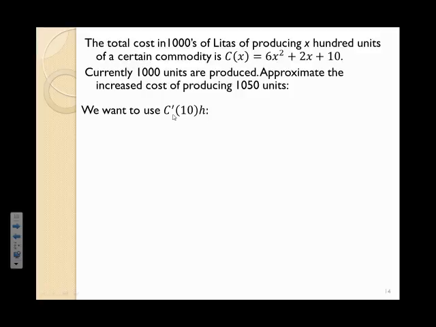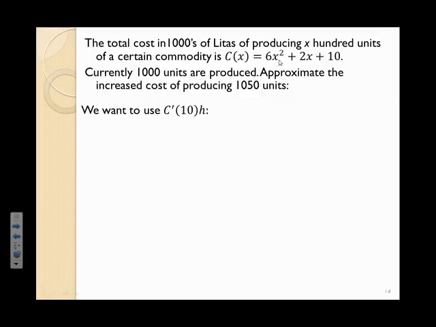Now we know that we want to do F prime at A. In this case, it's going to be the marginal cost, C prime, at 10. Why is it 10 instead of 1,000? Well, we have to go back to our problem. The cost is in thousands of liters, but the production in units is in hundreds of units. So to find out what the X value is, we currently have 1,000 units. We simply divide it by 100 to get 10.